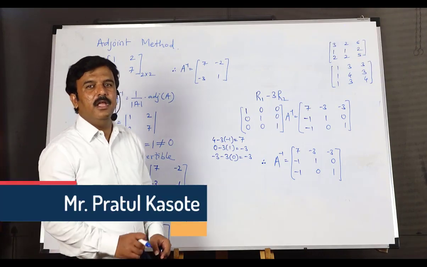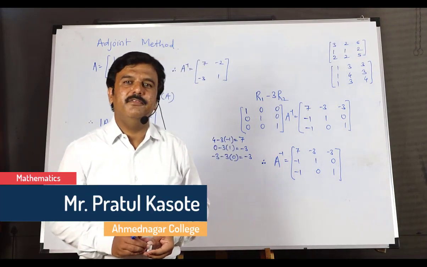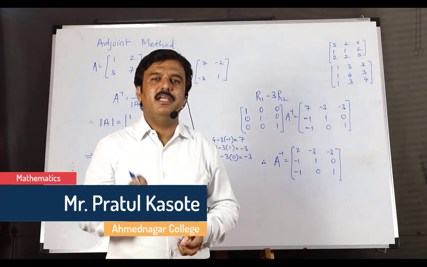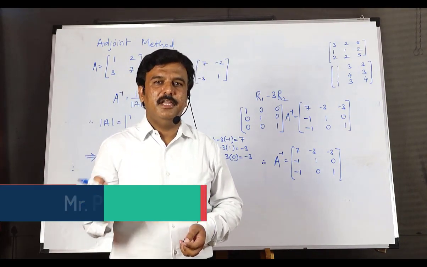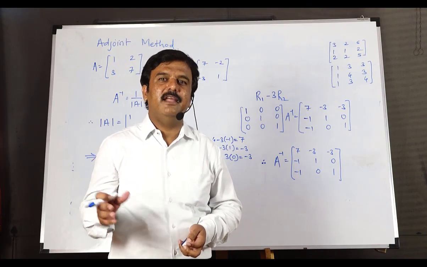Now, the question is, how to find the inverse of the matrix using the adjoint method if the given matrix is of order 3 cross 3. Of course, we'll see it in the next lecture.